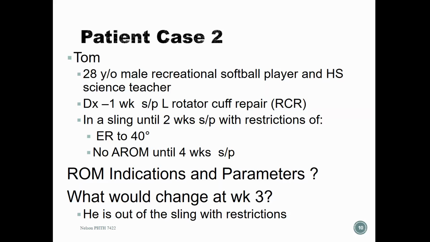So let's talk about Tom, a 28-year-old male science teacher and recreational softball player who's 1 week status post left rotator cuff repair. He's in a sling, so he has to keep that on until he's 2 weeks post, and he has restrictions, and this comes from the physician: no external rotation beyond 40 degrees and no active movement until 4 weeks after the operation. So again, are there range of motion indications and parameters?